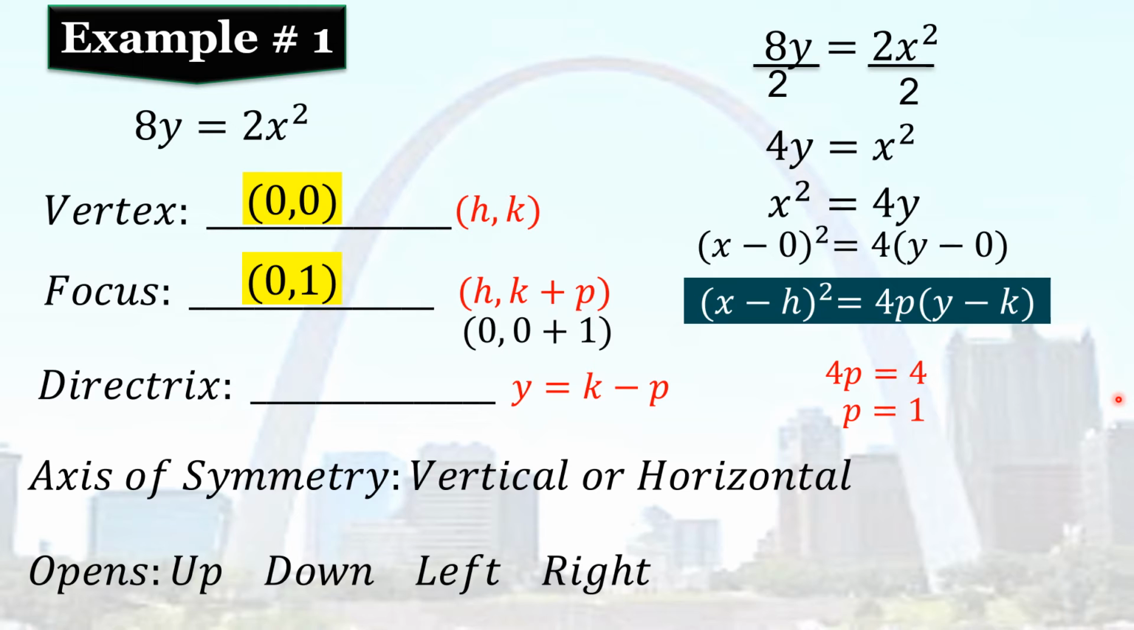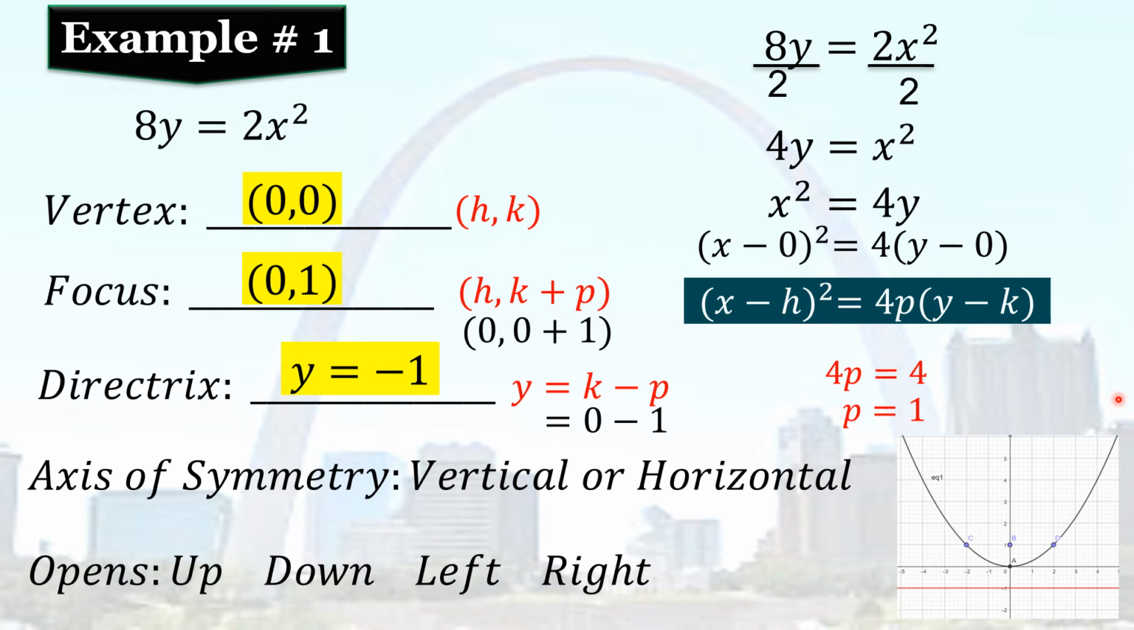For the directrix, we are going to have y equals k minus p. So k is equal to 0, then p is equal to 1. So 0 minus 1, so y equals negative 1. For the axis of symmetry, looking at the graph of our equation, we can tell that it is a vertical line. And for the opening, of course, p is positive, so therefore it opens up.